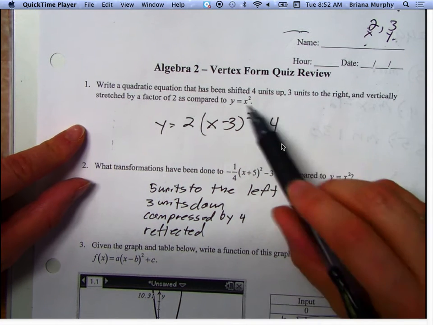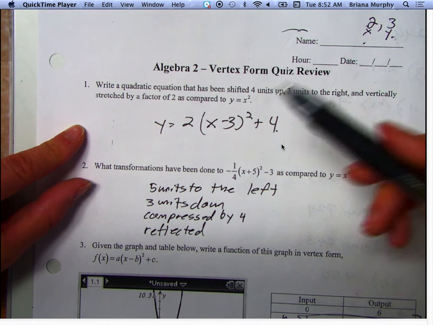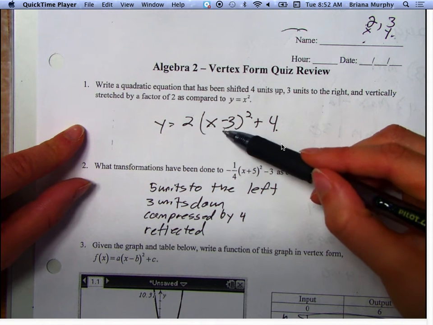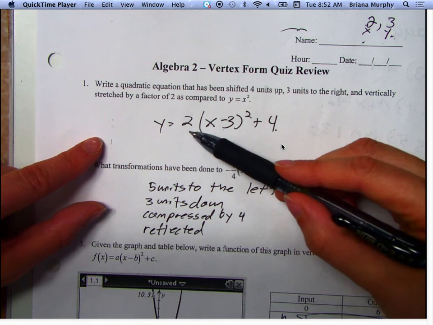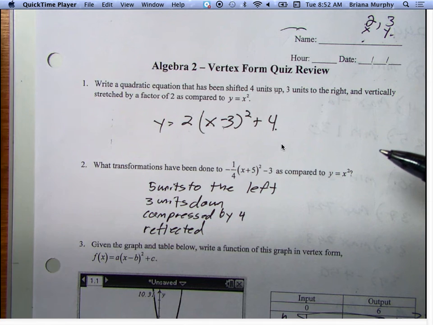So 4 units up, I added 4 to the end of my equation. 3 units to the right, remember it's the opposite. That's why it's negative. Vertically stretched, that's 2. What if it said compressed? 1/2, not negative 2.